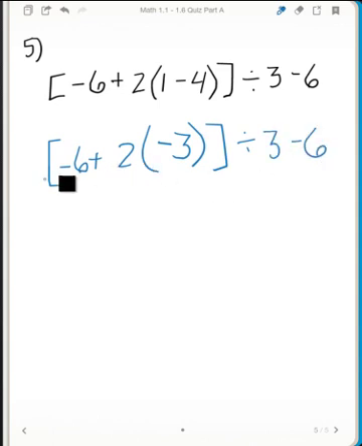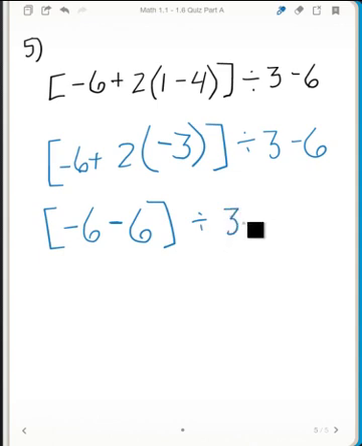Okay, now within this bracket, I have to do the multiplication before I do the addition. So positive 2 times by negative 3, positive and a negative will give me a negative. 2 times by 3, 6. Then write everything else. Then I have here negative 6 subtract by negative 6. Negative 6 subtract by negative 6 is negative 12. Write everything else around it.